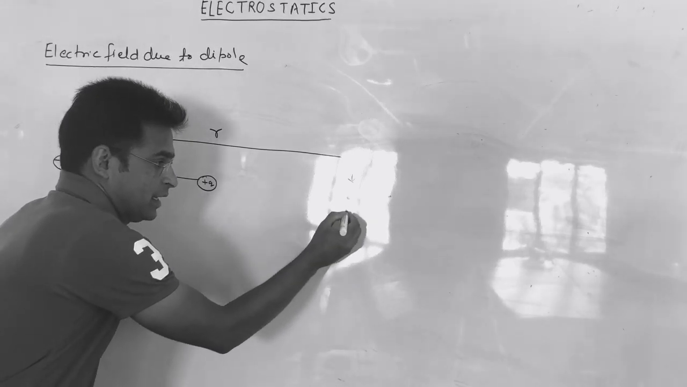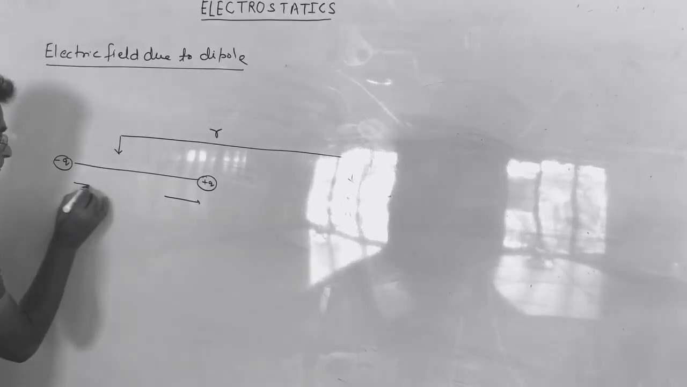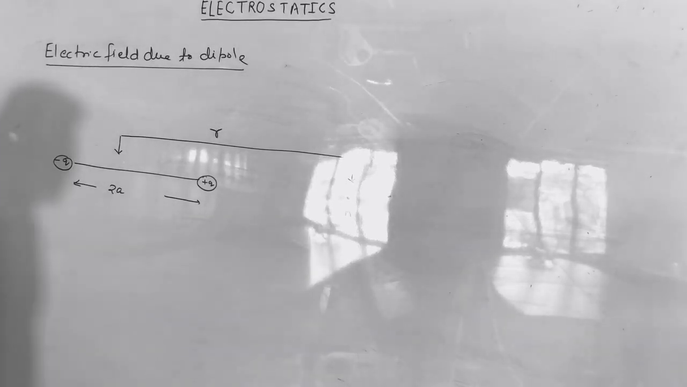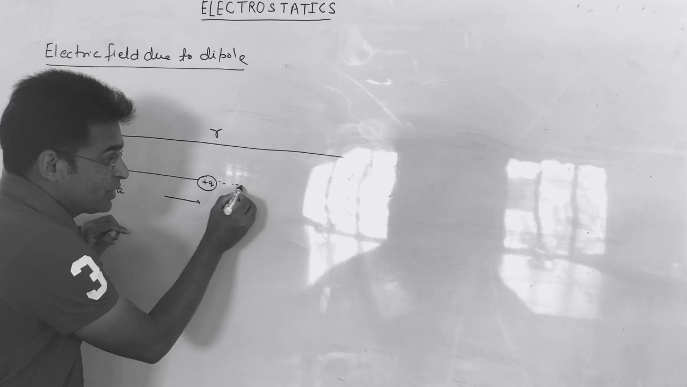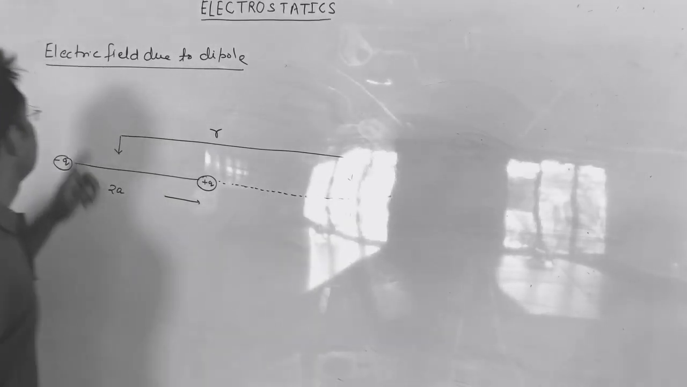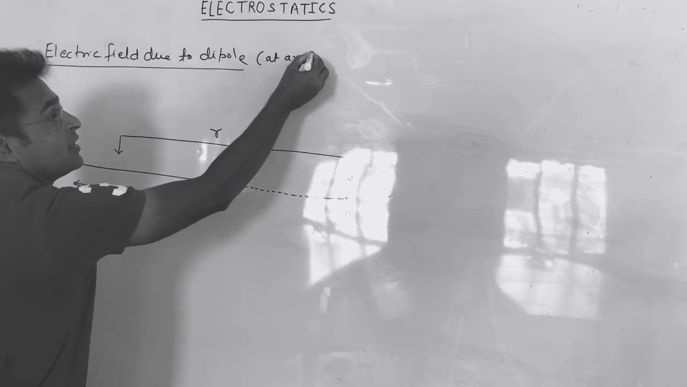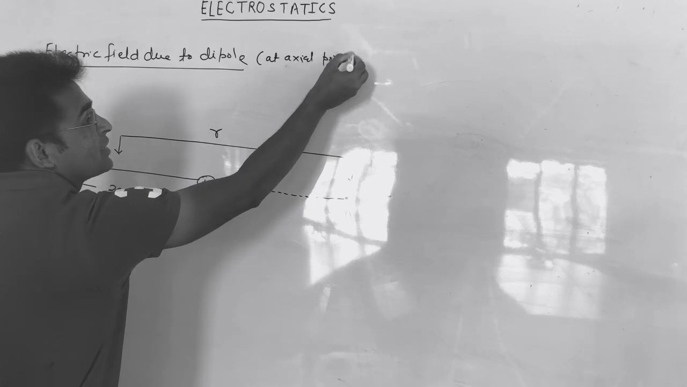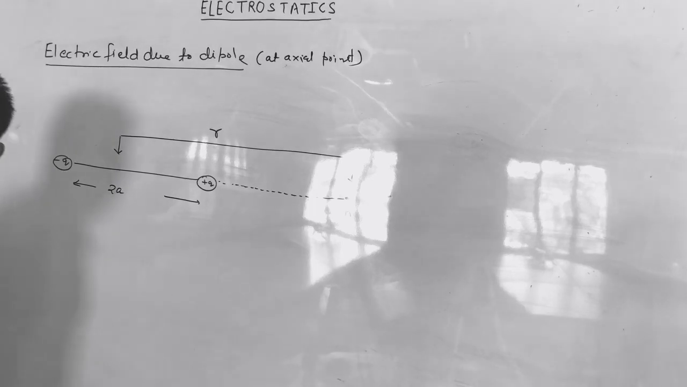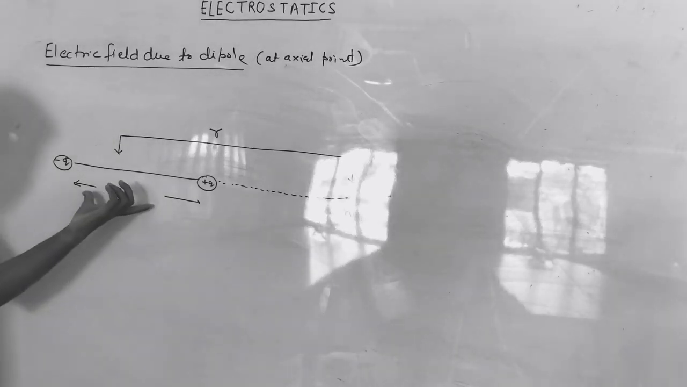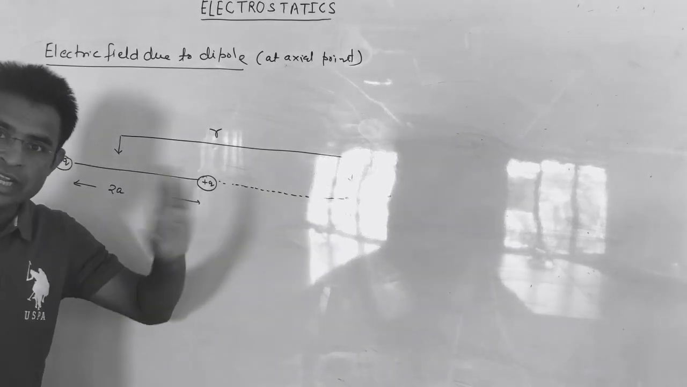Let's say it's a point A. This distance is R, and this distance is given as 2A. This is one dipole, and point A will be on the axis of this dipole. That's why we say electric field due to dipole at an axial point. Axial point means on the axis. So I need to find the electric field due to this dipole on its axis at point A.